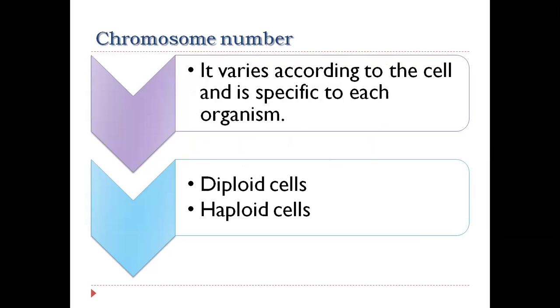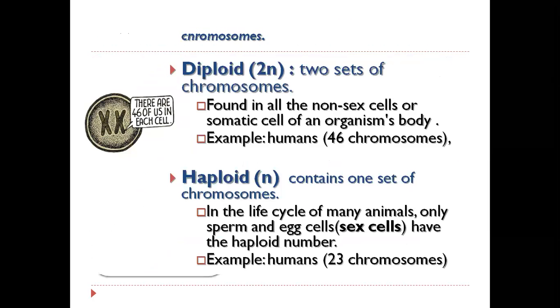The chromosome number will vary according to the cell and is specific to each organism. We have diploid cells and haploid cells. Diploid cells have, in humans, 46 chromosomes, and haploid cells have just 23 chromosomes. So diploid cells, as you see here, 2n, two sets of chromosomes, are found in non-sex cells or the somatic cells, so our whole body's cells. And then haploid cells have just n number of chromosomes, or just one set of chromosomes.